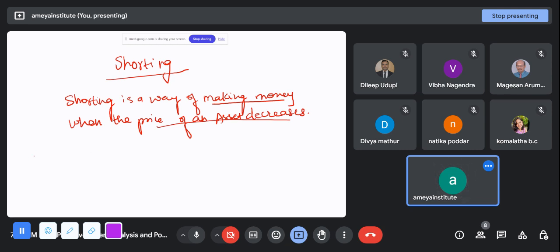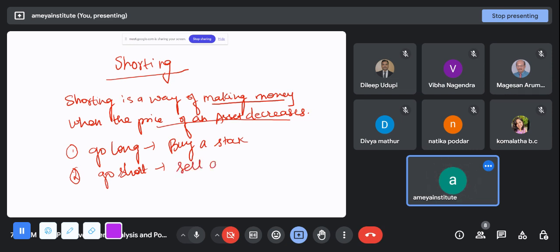So here two concepts we should understand in shorting. There is something called go long, so we say long and short concept here. What is the go long concept? When we say go long, it means we are going to buy a stock, and the second one is go short, that means we have to sell the stock. So short means selling a stock, long means buying a stock, right?